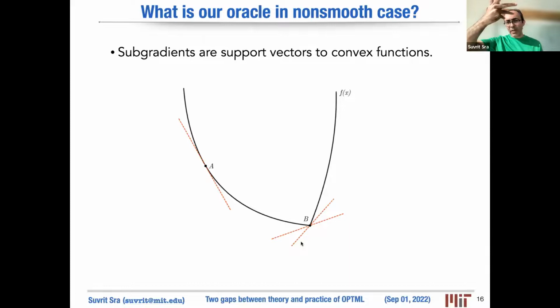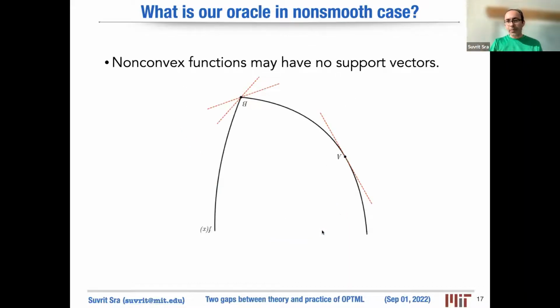And the reason is because these lines give you global underestimators of functions. Flip this graph on its head and pretend it's a non-convex function, and suddenly you may not have any such global underestimators. So it's a rather messy area, the non-smooth calculus for non-convex functions, but it's been kind of well studied. There are some very good candidates, etc. Let's not worry about those.